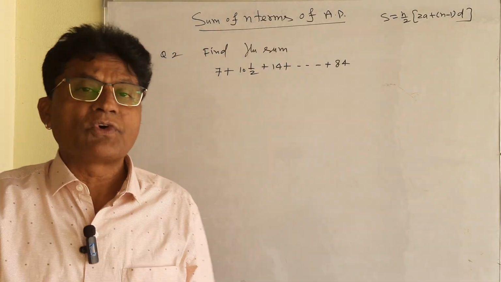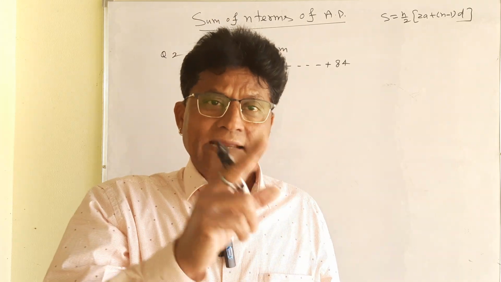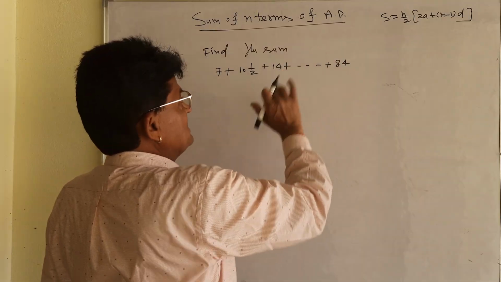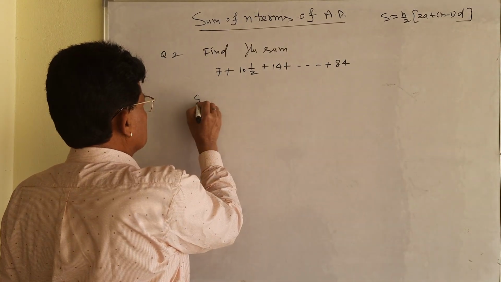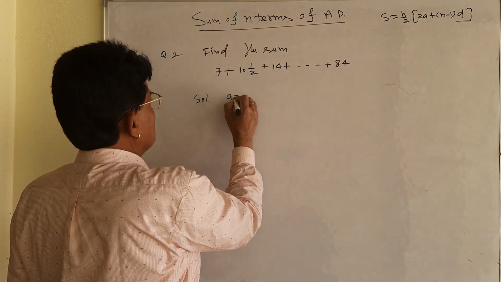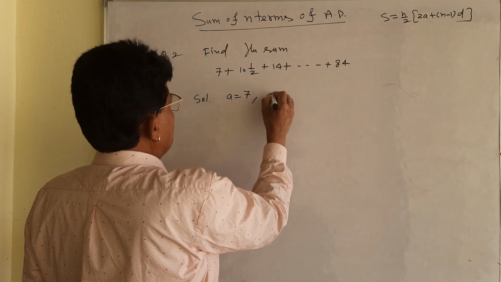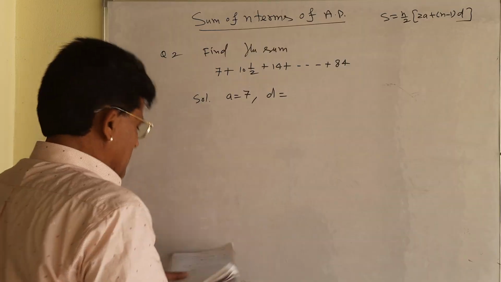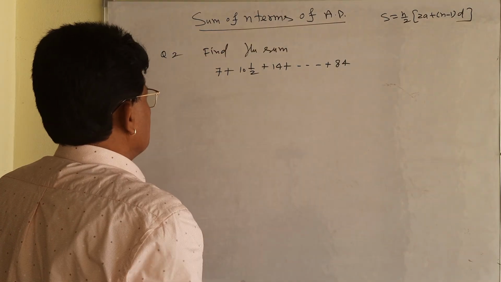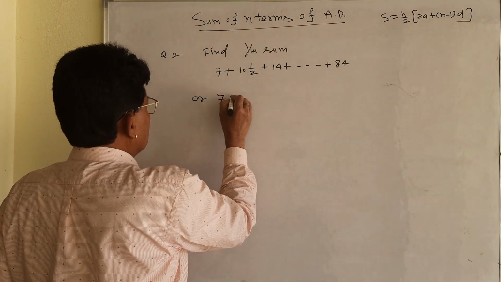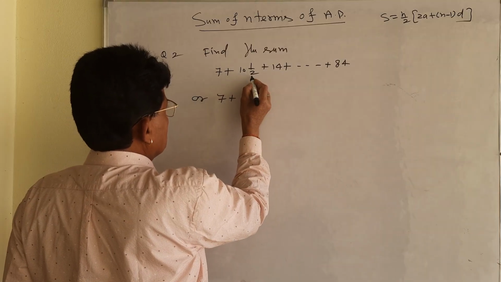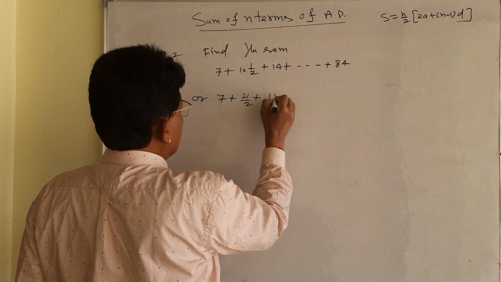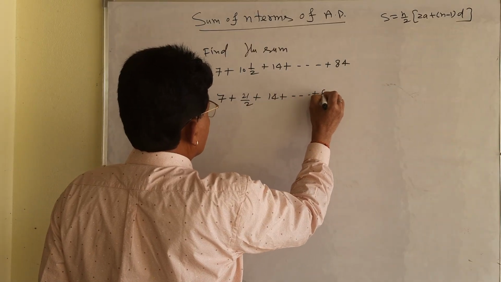My dear student, just before, in my previous question, I told you a, d and n should be given to find out the sum. n is not given here, but the nth term is given. Let me take the solution. a is equal to 7 and d will be equal to... let me rearrange it first. 7 plus 21 upon 2 is the second term, and then 14, and so on up to 84.